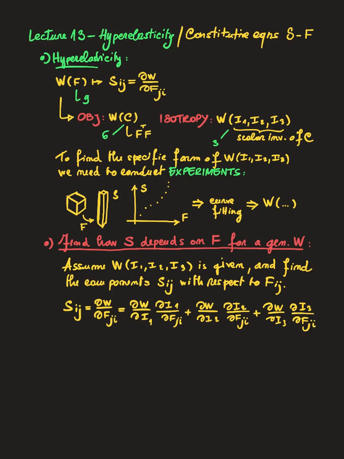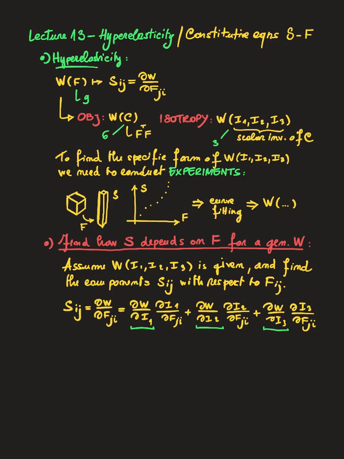Now, of course, you see in this expression, these three derivatives of W are fully general. They will be essentially the objects that you obtain through curve fitting. But what we instead can and will now compute is precisely the derivative of the three scalar invariants with respect to the components of the gradient of deformation. Let's dive into it. The first thing I want to do is to compute the derivative of the first invariant of C relative to Fji. So let me write.